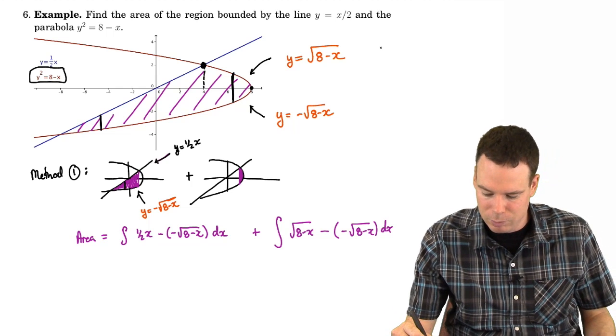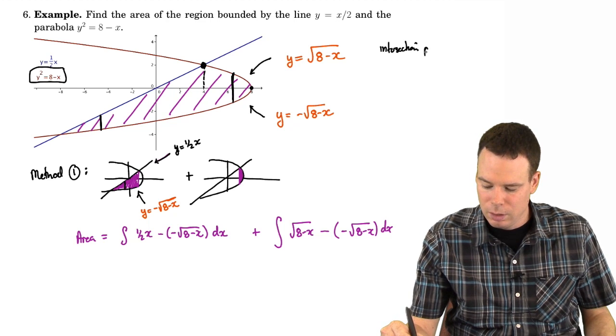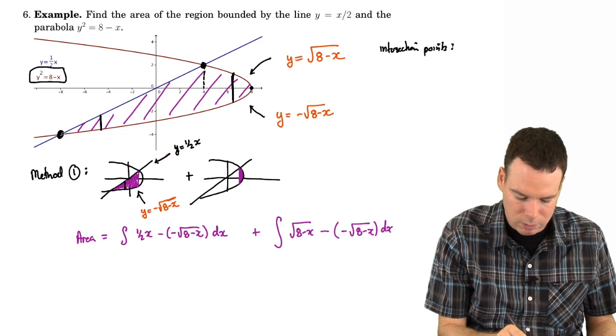So let's find the limits of integration. They come from the intersection points. How do we get the intersection points of these curves? How do we get these values here of these points?